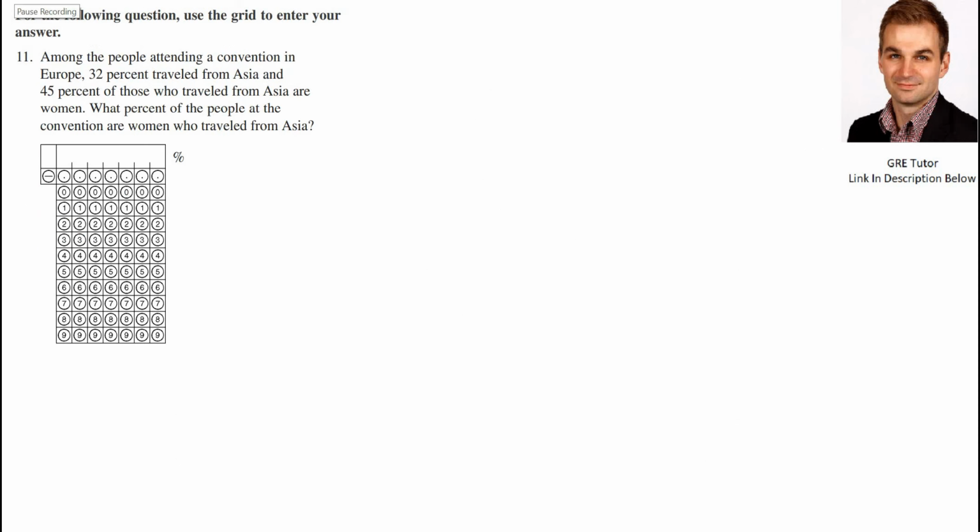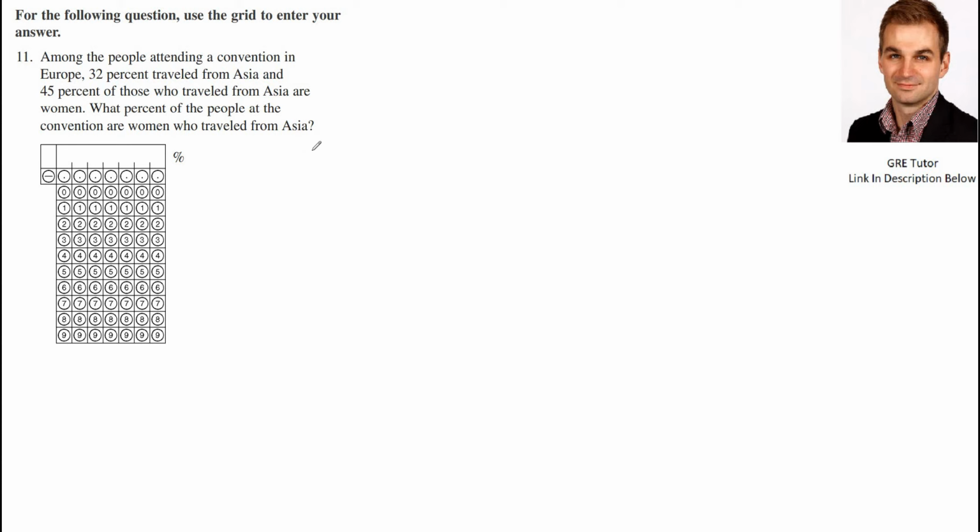Okay, so why don't you take a second, try and do the problem, pause the video, and then after you've given an attempt, continue the video, and we will try and do this together. Alright, so it says among the people attending a convention in Europe, 32% traveled from Asia, and 45% of those who traveled from Asia are women. What percent of the people at the convention are women who traveled from Asia?